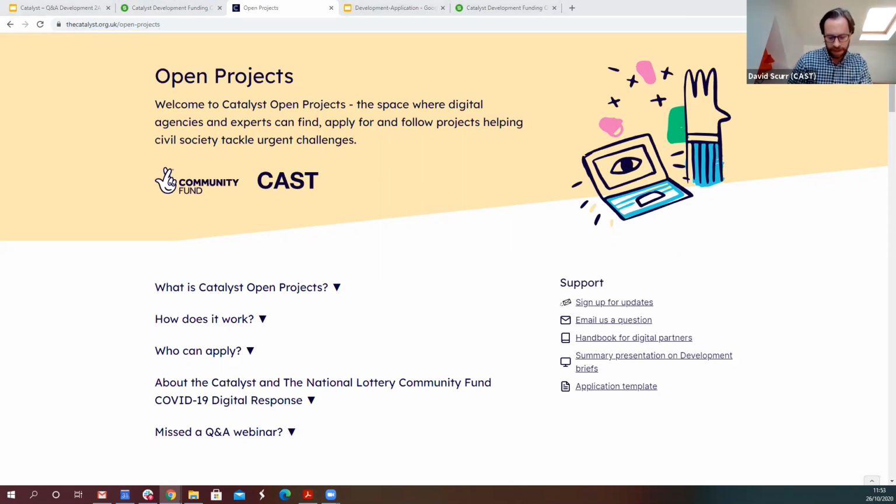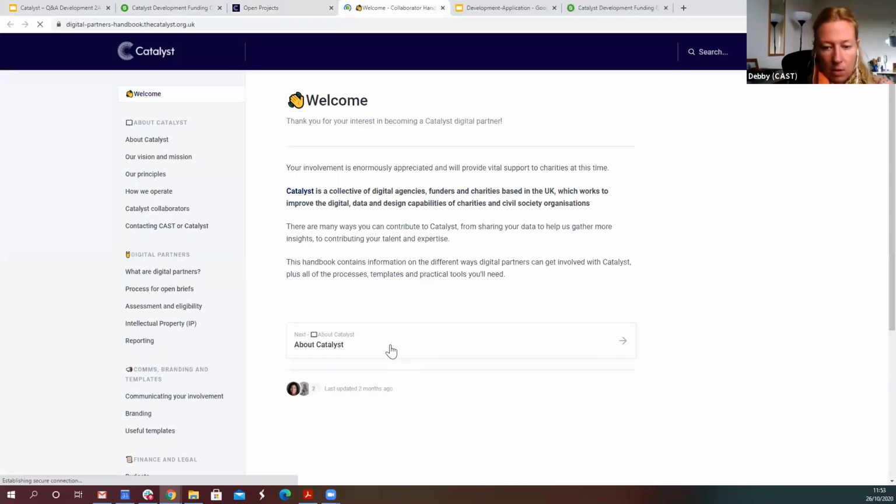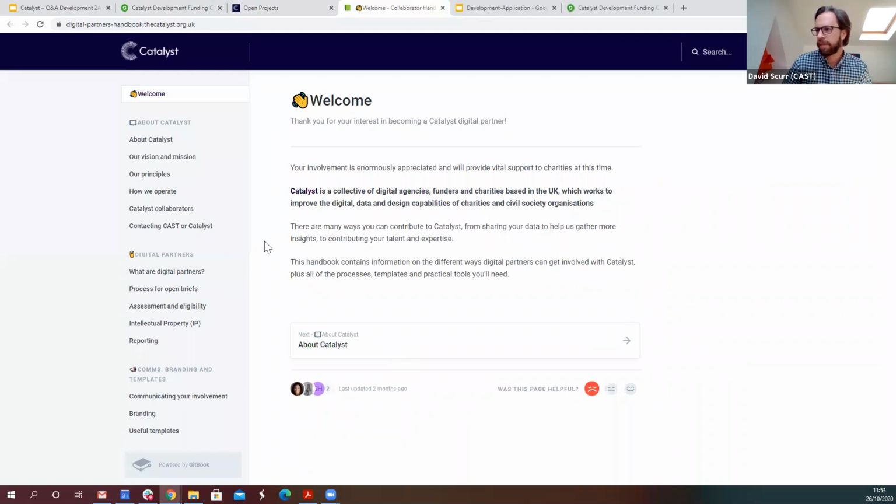And the link to the handbook is here. You'll get lots of information, so you can also get an understanding from the perspective of a digital partner who would be bidding for these tenders, and get a better idea of what the criteria are.